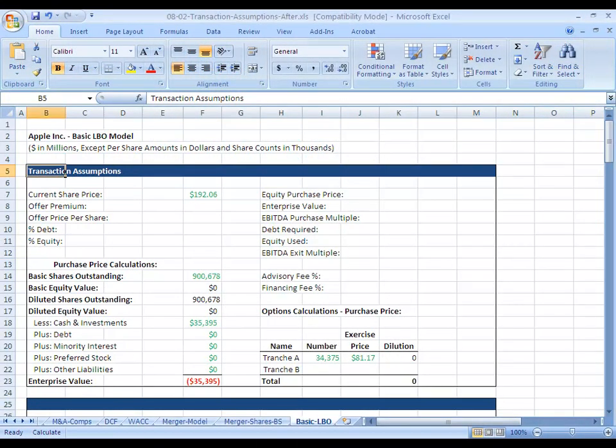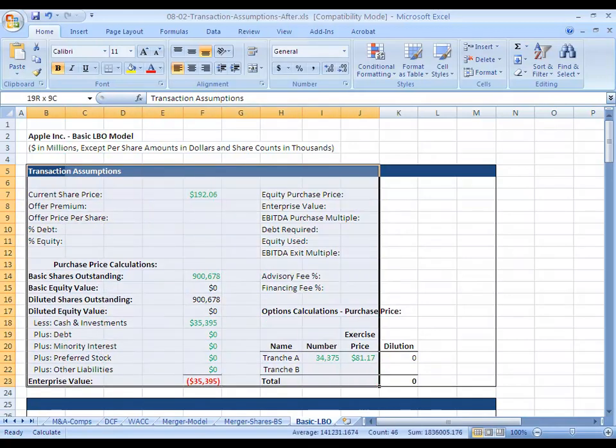In this video, we're going to get started with some of the basic transaction assumptions that we need for our leveraged buyout model. You see on your screen right now that I have created a basic outline for some of the key assumptions that we'll have to make here. And much of this is actually very similar to what we saw in our merger model.